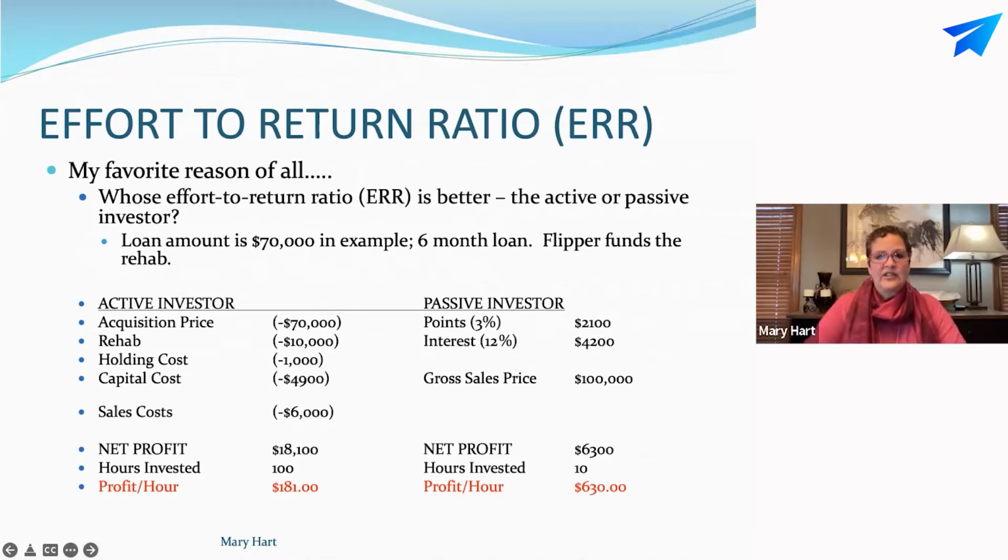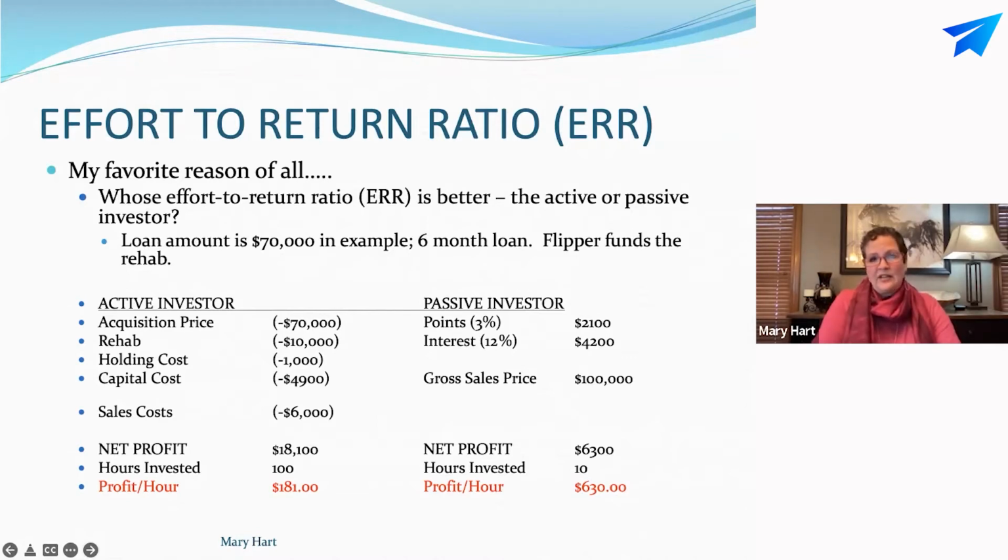So let's take this example, and it's an old example, so we can get this type of interest rate, but I'm seeing loans that are usually a little bit higher. But let's take this as an example. So we've got the active investor, the flipper. She finds the property, the purchase price is $70,000, and she knows there's going to be some rehab costs of $10,000 involved.